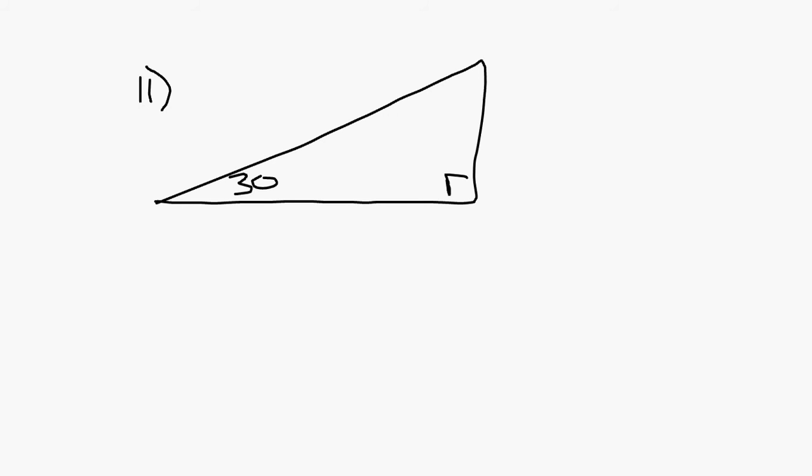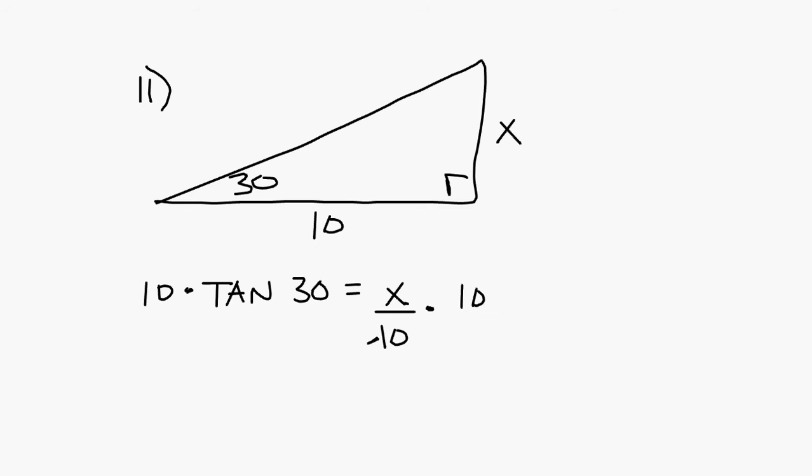Number 11, the angle's 30. One leg is x, the other leg is 10. You're dealing with opposite and adjacent. Opposite and adjacent is tan, so tan of 30 equals opposite over adjacent. So multiply both sides by 10. And 10 times tan 30 equals 5.8 equals x.